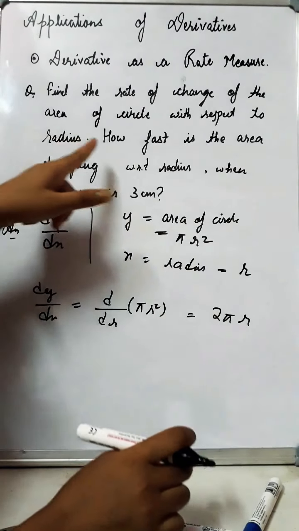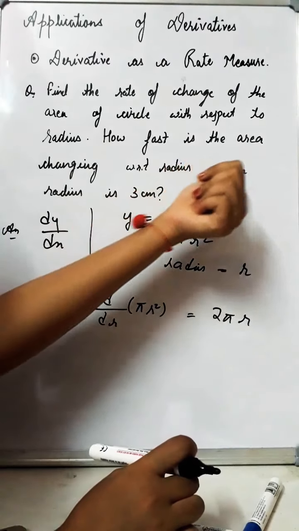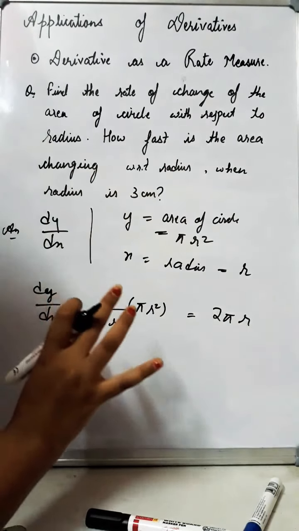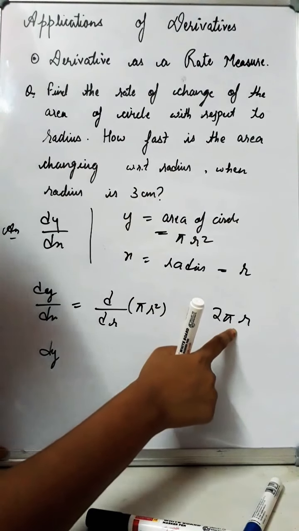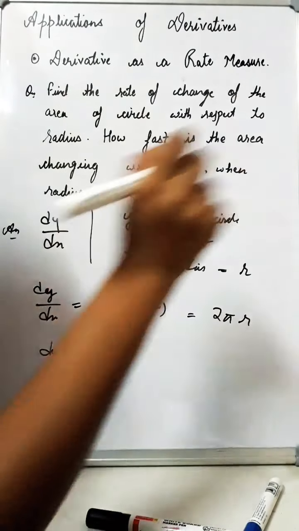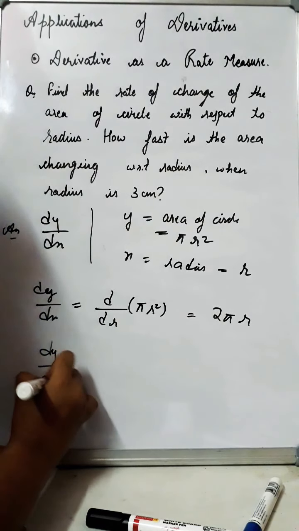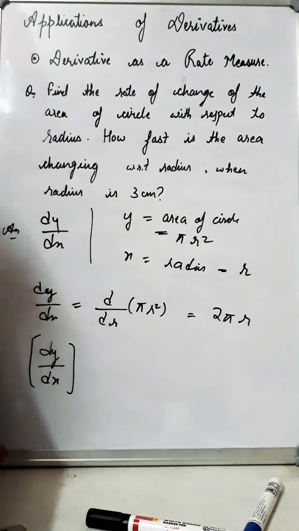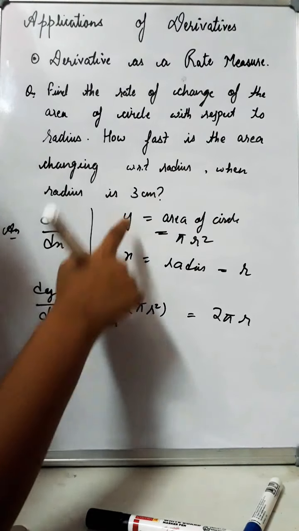Now the next part of the question says, how fast is the area changing with respect to radius when radius is 3 centimeter? That means your radius is fixed now. You have to find the change in the area when radius is fixed to 3 centimeter. That means r is equal to 3 you have to put here.